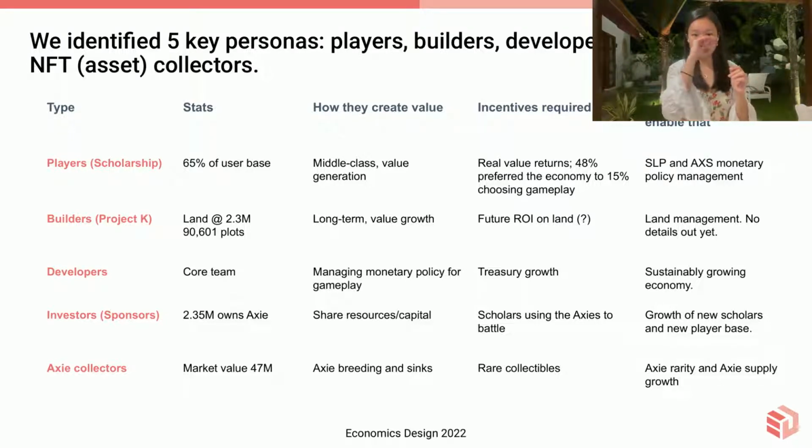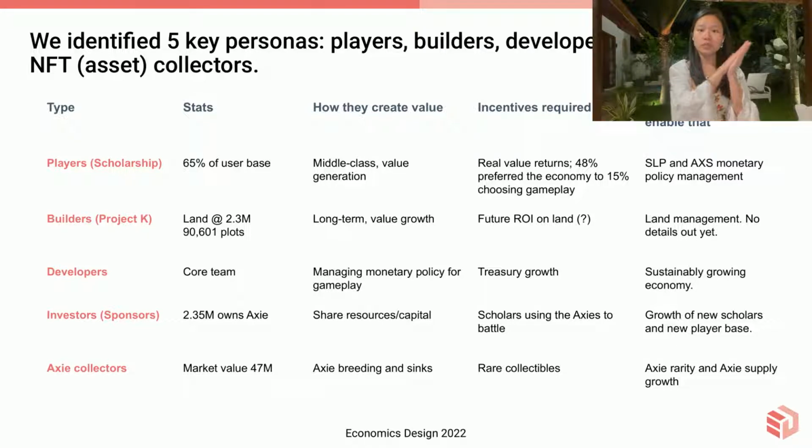So we usually look at the various kinds of personas in the market, and we look at 5 key personas: players, builders, developers, investors, NFT asset collectors. From the personas, we're able to understand how each of them creates value, the incentives required to drive the economic activity of value creation, and the resources or tools available to enable that.